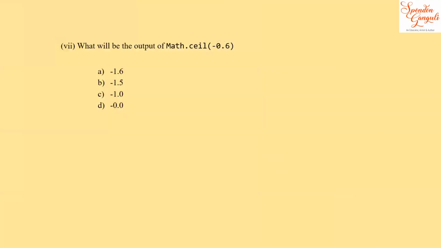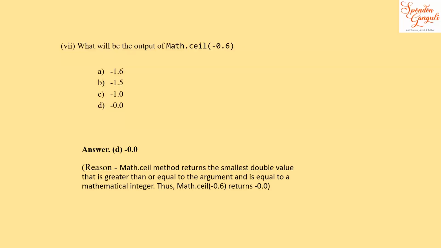What will be the output of Math.ceil(-0.6)? It is -1.6, -1.5, -1.0, -0.0. The answer is -0.0. Math.ceil returns the smallest double value greater than or equal to the argument. So it is 0.0, and having a negative sign, the answer would be -0.0.